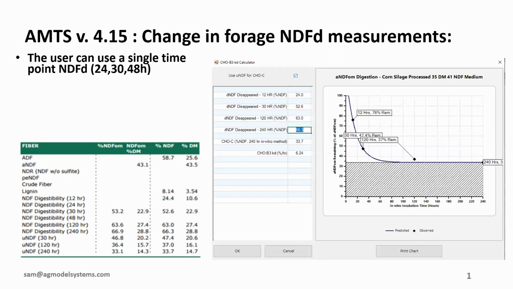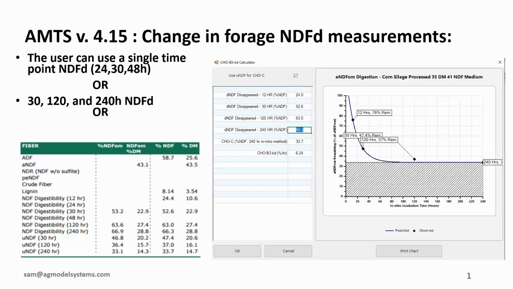And this has been around for quite a while, allowing us to estimate KD from a single NDFd time point and lignin times 2.4. A few years ago, of course, we added the 3 time point NDFd, which is done at 30, 120, and 240 hours for forages. However, now we have added an additional time point here.